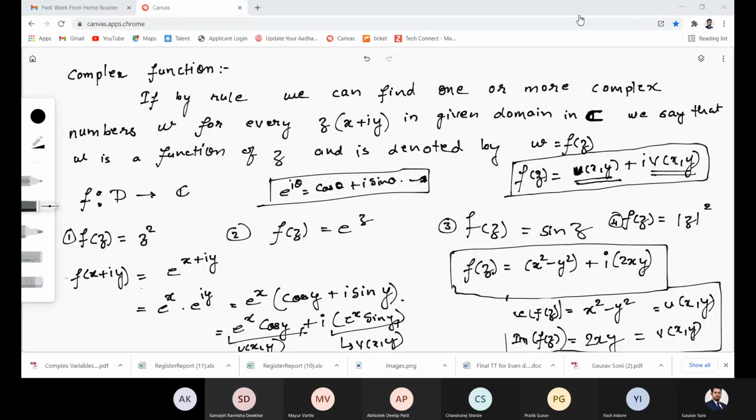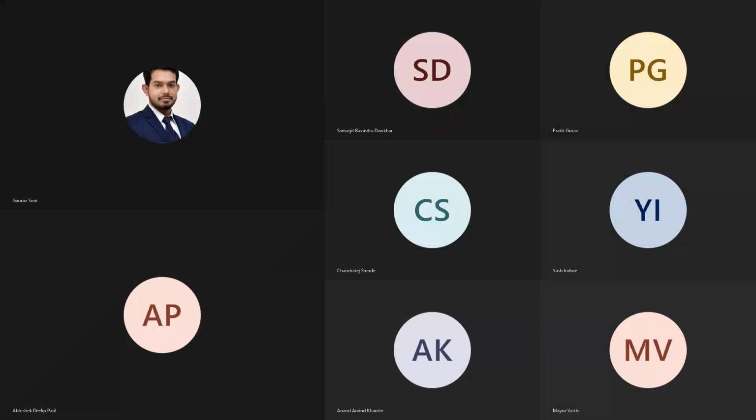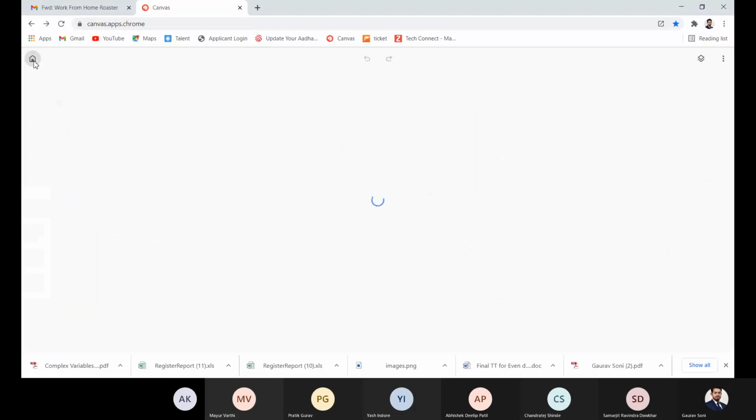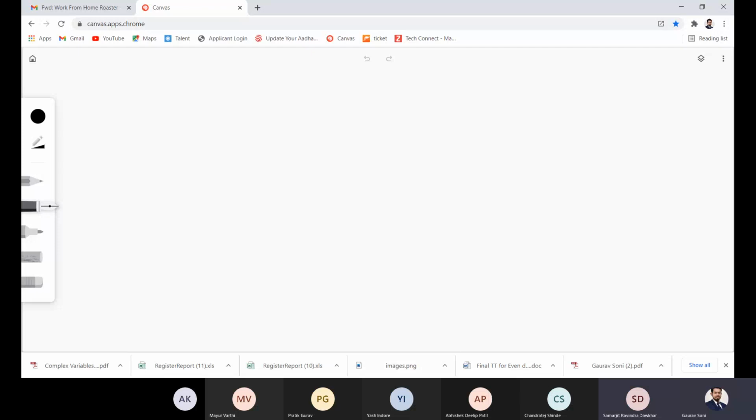Okay. I'll stop the sharing and share it once again. Let's see if there is some change. Clear? Is the screen fluctuating, Samarjit? No sir, not yet. It's clear sir.